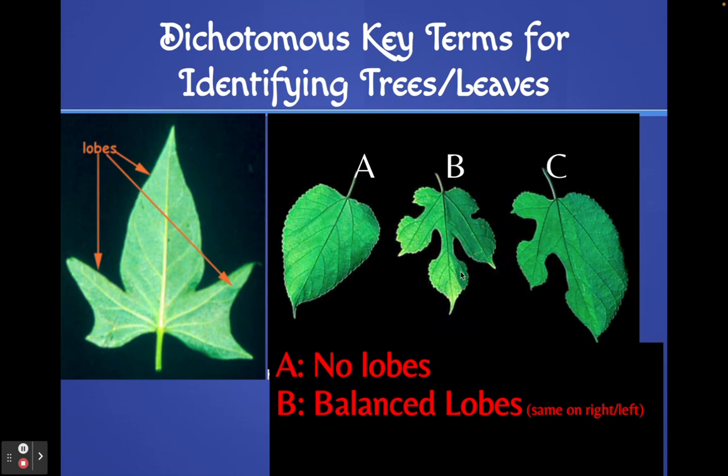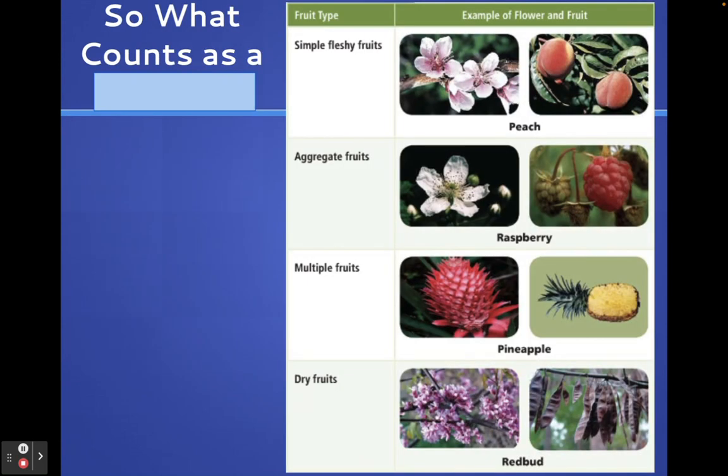So that's balanced lobes. But now look at C. That is a seriously weird leaf. So it's got lobes on the left side and no lobes on the right side. So we say that is unbalanced lobes. So again, a lobe is the indentation, the leaf going in and out.